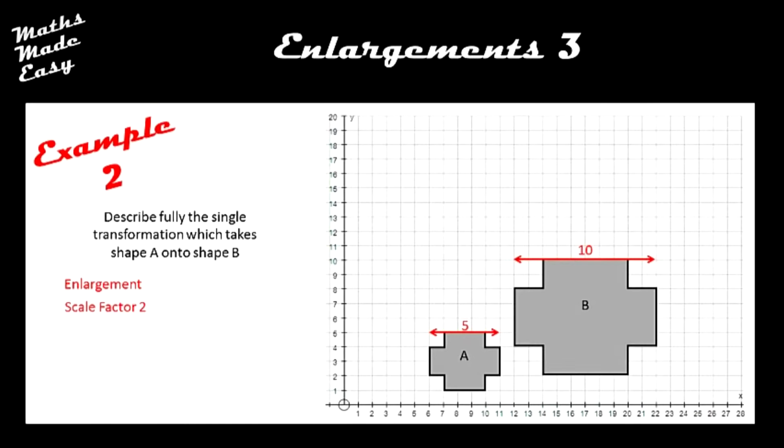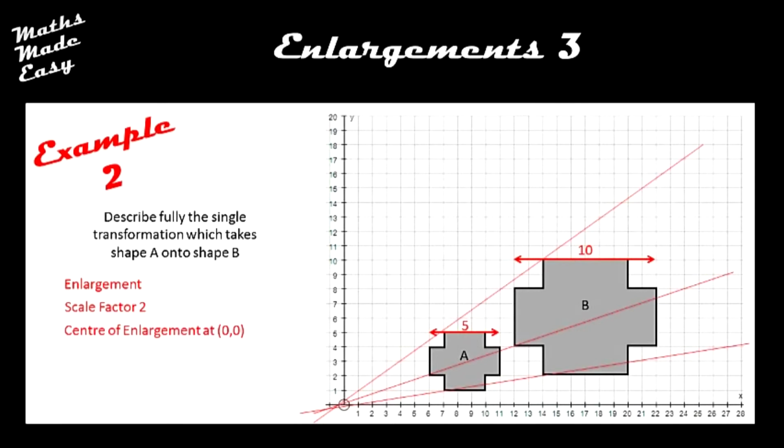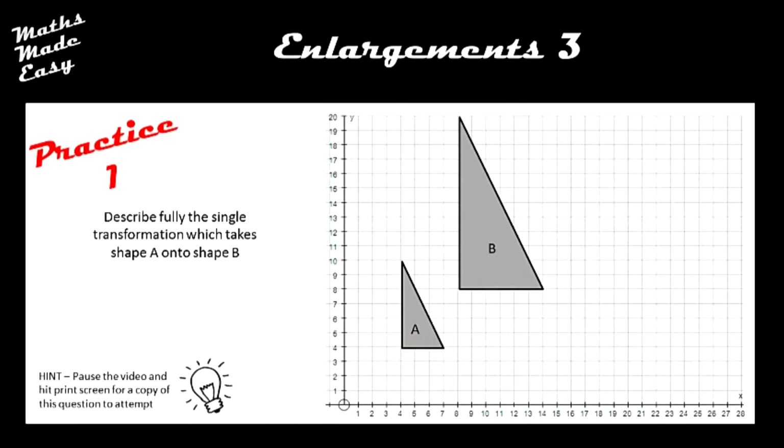The next thing I'm going to need is to identify the centre of enlargement. So same as before, I'm going to draw on some ray lines, and I can add in a third one as well just to be sure because the shape is a little bit tricky, but I can see that the centre of enlargement here is at the point 0, 0. So I've said my 3 things which enable me to describe fully the single transformation. Pause the video here, have a go at this one yourself, hit play when you're ready to see the full explanation.